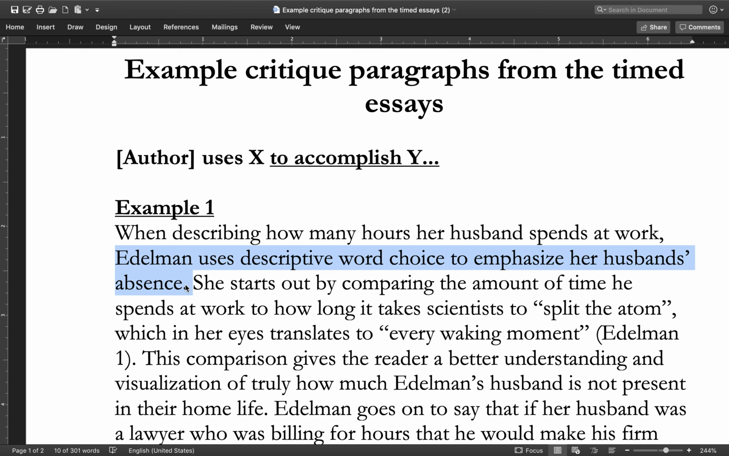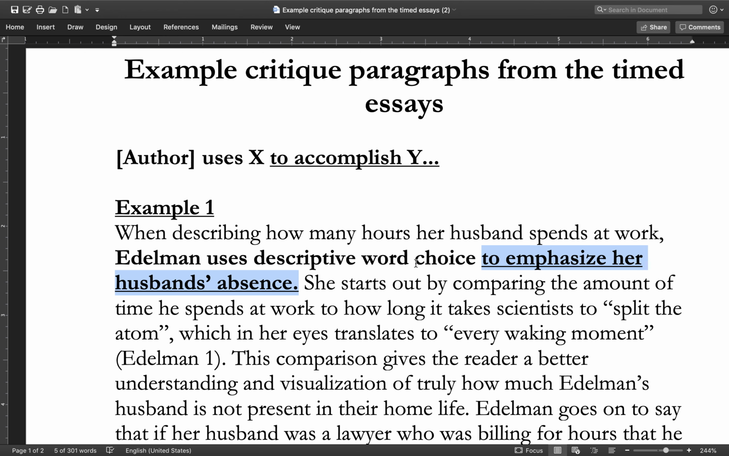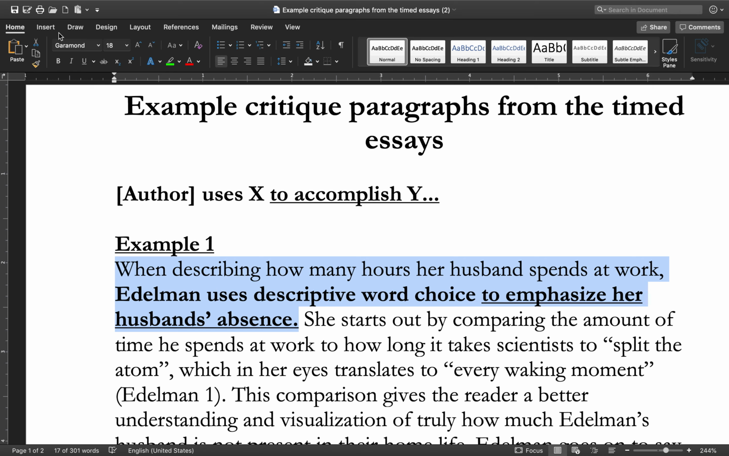So look at the pattern. I want everyone to see the pattern. Author uses X: Edelman uses descriptive word choice to accomplish Y, to emphasize her husband's absence. That's it. That's the pattern. So we bold this and then bold and underline this. You need that sentence in your assertion. We're going to make this blue since it is the assertion. Whatever I highlight, you highlight. Whatever I make bold, you make bold.